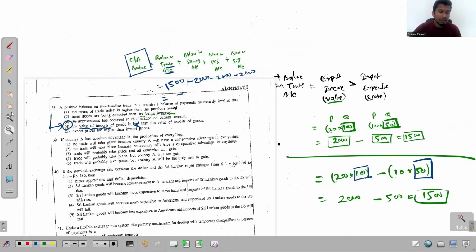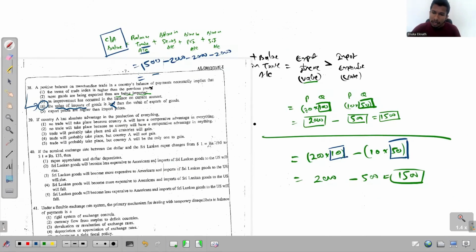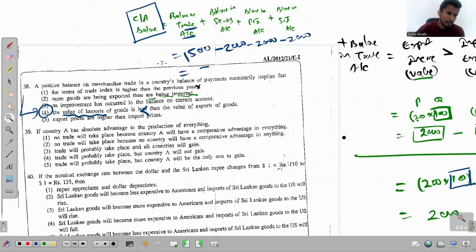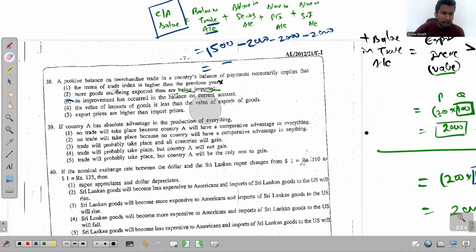That is the same thing we said here as well. Export income, if not the export value, is 2000, but the import expenditure, if not the import value, is just 500, so that you have a favorable balance. That's it. Right, what's the answer for this? The fourth one. Right.